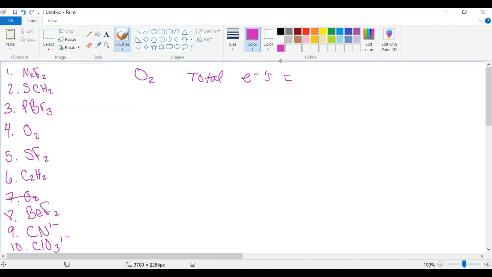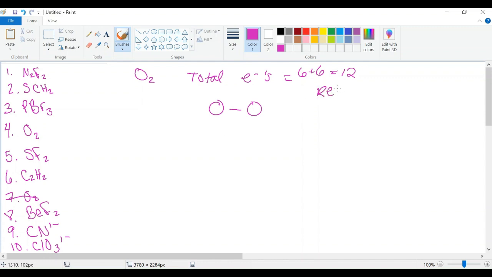So my total electrons in oxygen, I have 2 oxygen atoms. Each oxygen atom has 6 valence electrons. So altogether I have 12 electrons for this structure. There's no central atom here because I've just got 2 of the same thing. So my skeletal structure is just going to look like this.